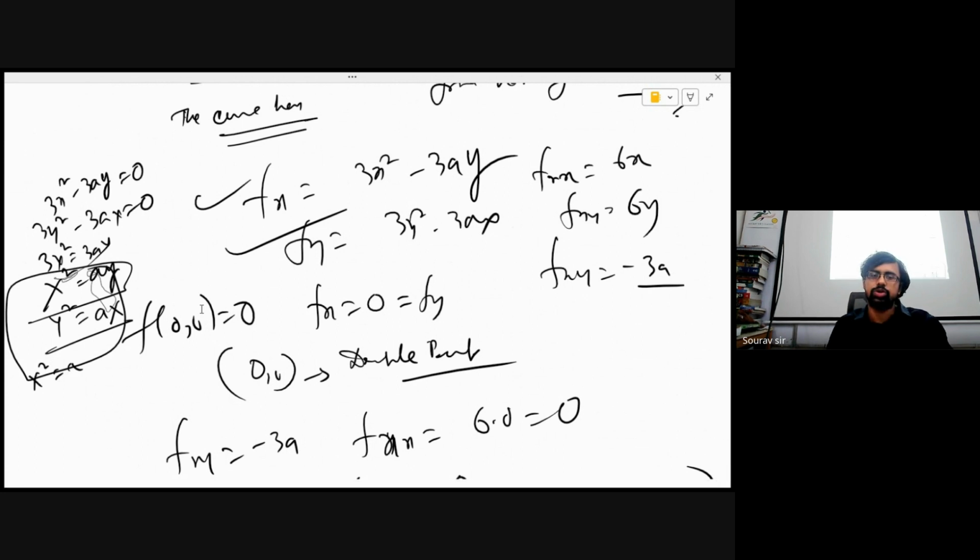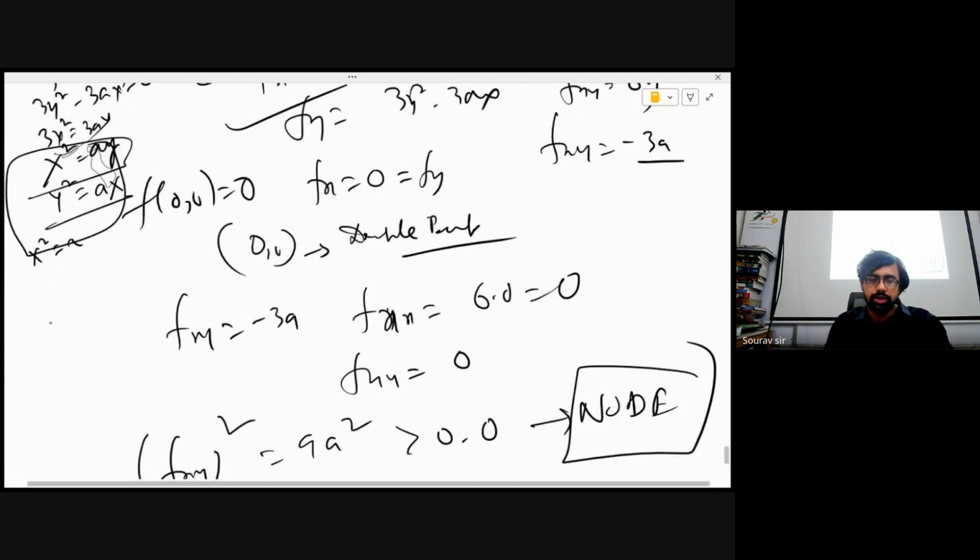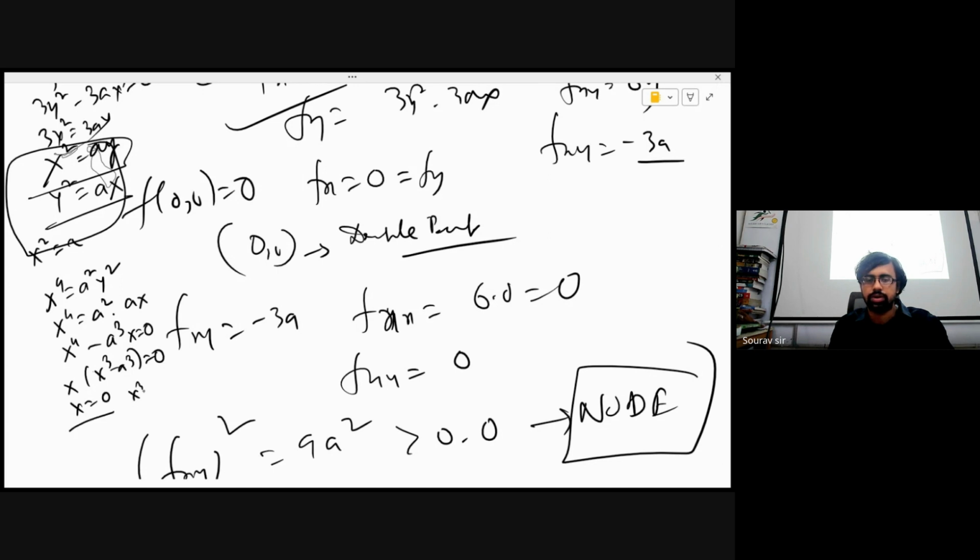At least 1 0 0 point you will get, right? So ध्यान से देखिए, अगर अभी भी प्रॉब्लम हो रहा है, so x^4 equal to a square, y square equal to ax. So x^4 equal to a square ax. In that way, x^4 minus a^3 x equal to 0. So x into (x^3 minus a^3) equal to 0. So x equal to 0 is one point and x^3 equal to a^3 is another. Still you can get an origin here.